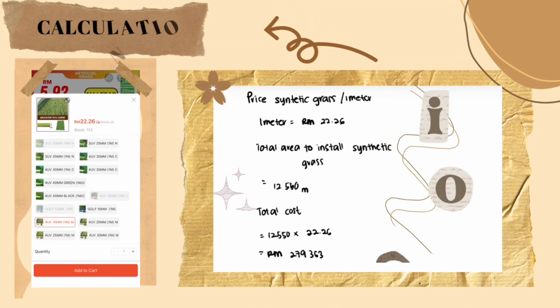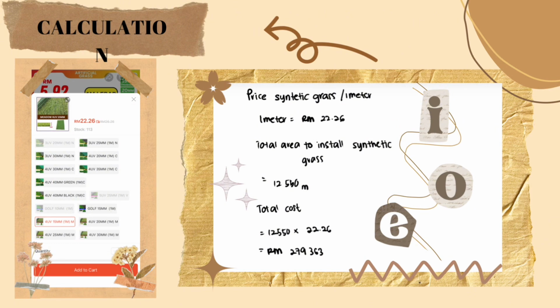After that, I calculate the total cost to install synthetic grass in Anwar's field. The price of synthetic grass is RM 22 ringgit 26 cents for 1 meter. Using total area multiplied by the price of synthetic grass, the total cost Anwar needs is RM 279,363. That's all from me.